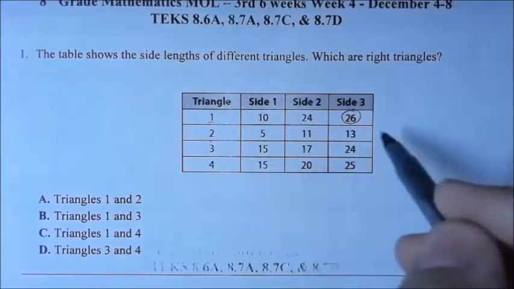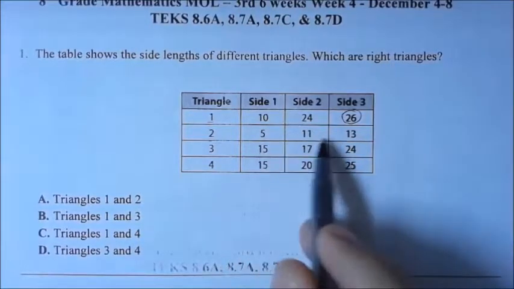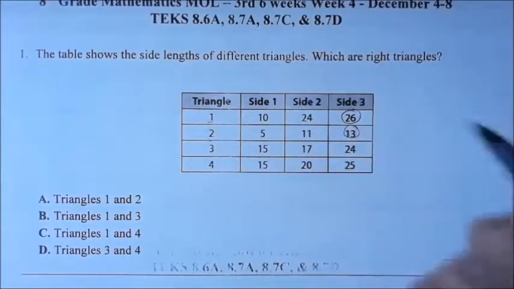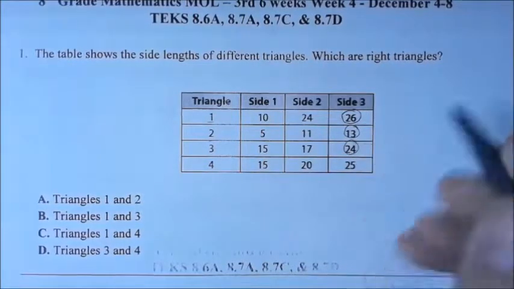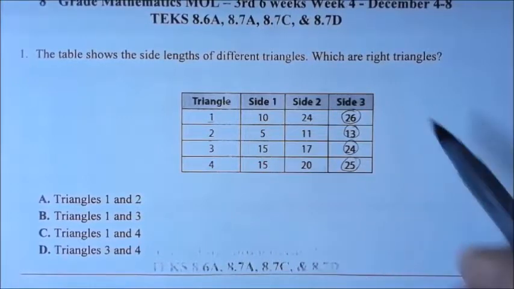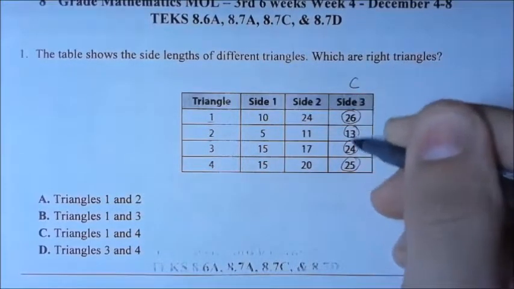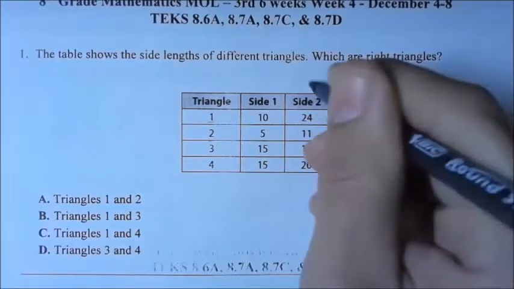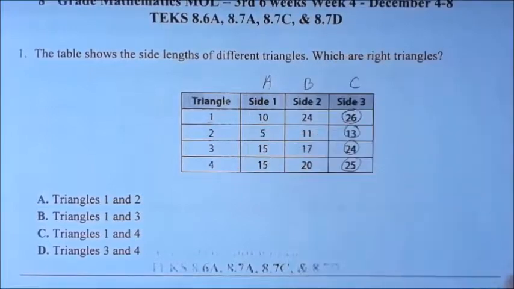So I think the best thing to do with this is to circle the hypotenuse for each one of these lines. So we got 5, 11, 13. 13 is the hypotenuse. 15, 17, 24. 24 is the hypotenuse. And 15, 20, and 25. 25 is the hypotenuse. So really nicely, all the hypotenuses, in other words C, are all right here in this row. And we can just go in order and say this is going to be leg A and this is going to be leg B.